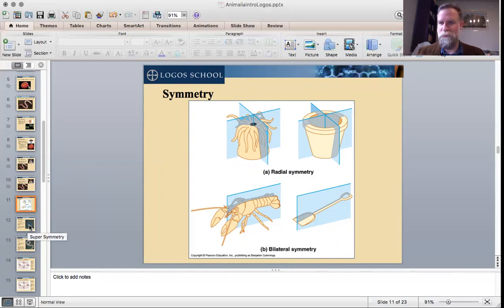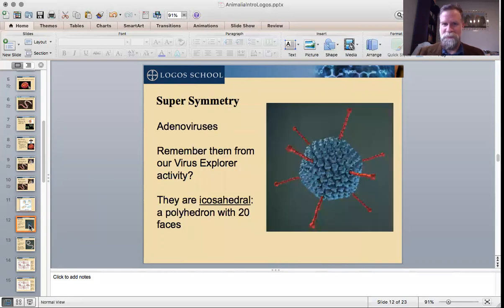And because you're going to ask questions, I tried to think what questions you will ask, and one I thought you might ask is what other types of symmetry are there? Here we go. Supersymmetry, I'm calling this. And that includes creatures, quote unquote, like viruses from our Virus Explorer activity.